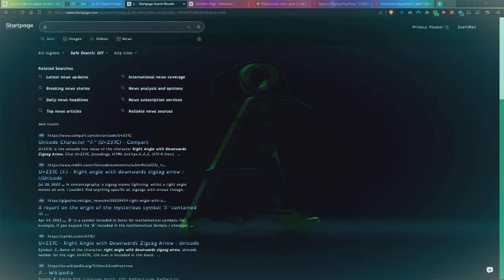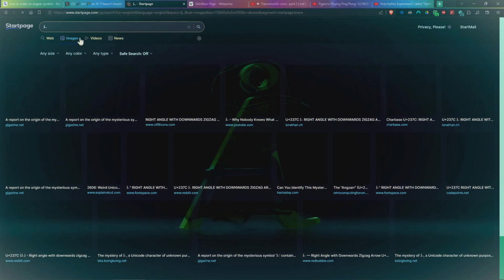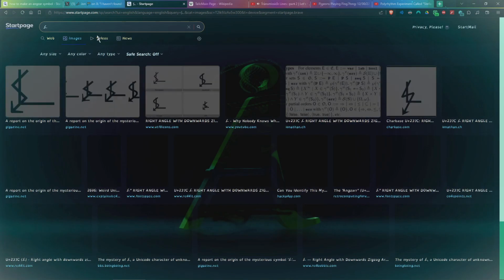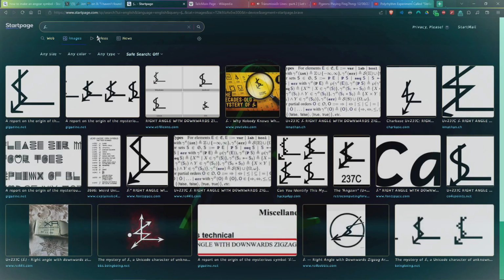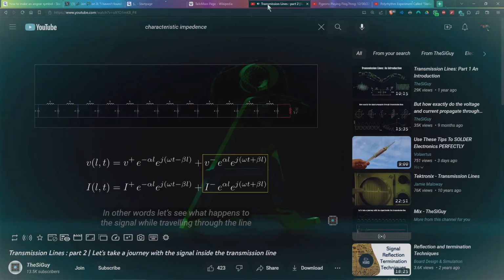That reflection is governed by the backward traveling wave in the solution of the voltage and current wave equations. We will talk about reflections in more detail, but now let's assume that the line is infinitely long, so the signal will never reach the load. There is only a forward wave, there is no backward or reflected wave. In other words, let's see what happens to the signal while traveling through the line before reaching the load.